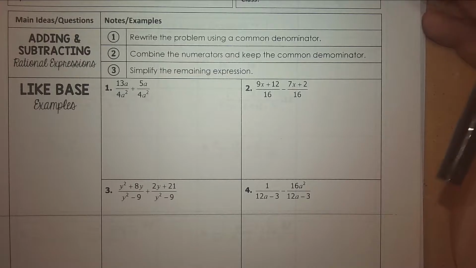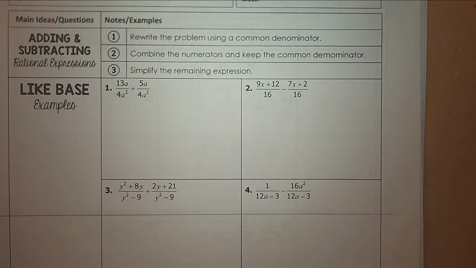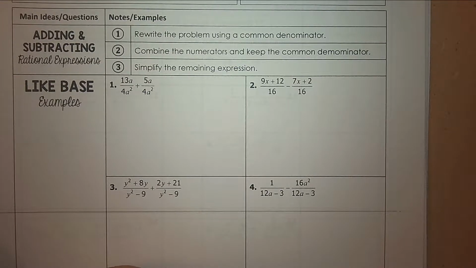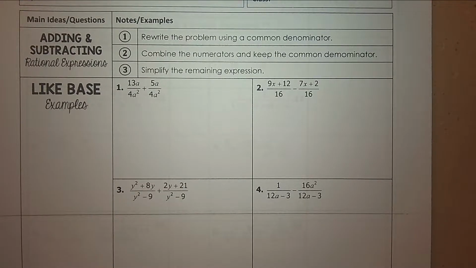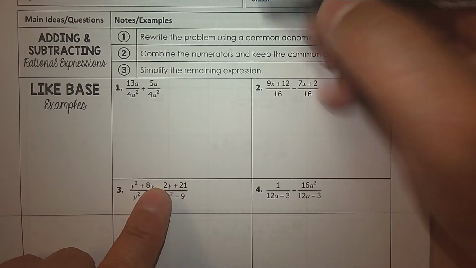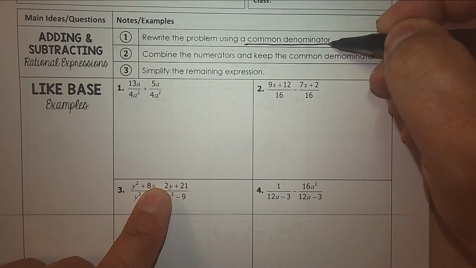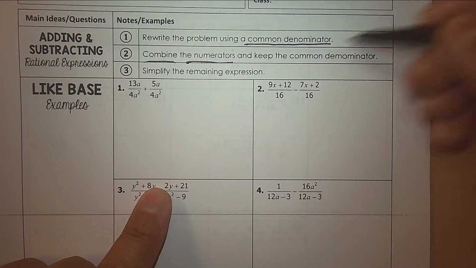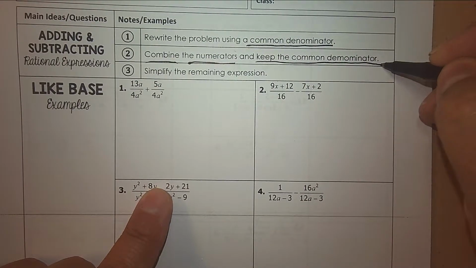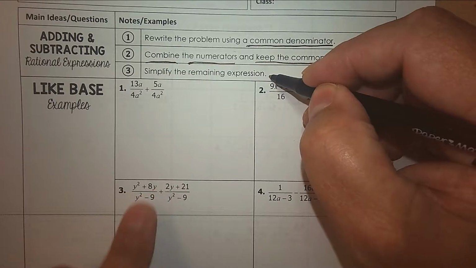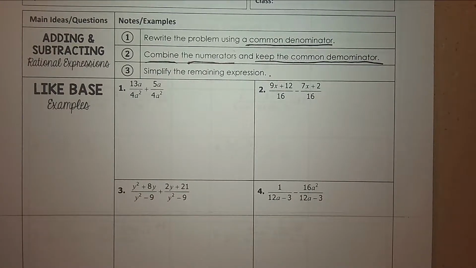Now, what happens with polynomials? Most of the time when you want to make the denominators the same, you're going to have to factor so you know what to multiply to make them the same. And the basic rule is whatever I multiply the denominator by, I have to multiply the numerator by so it stays the same. So, number one, rewrite the problem using a common denominator. Only combine the numerators. We keep the denominator the same. And at the end, you might need to factor and simplify your answer to write it in lowest terms.